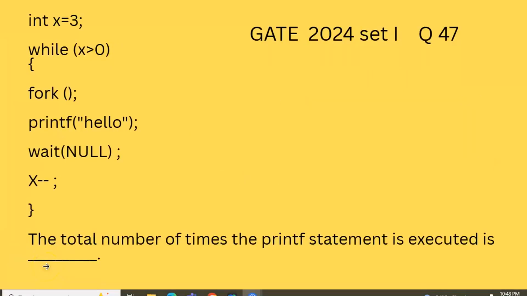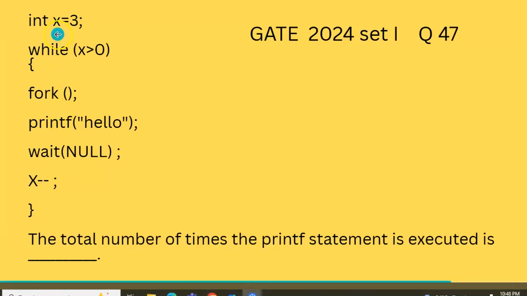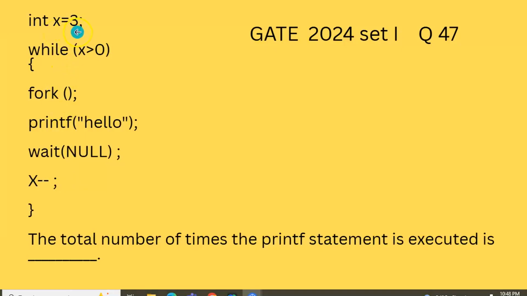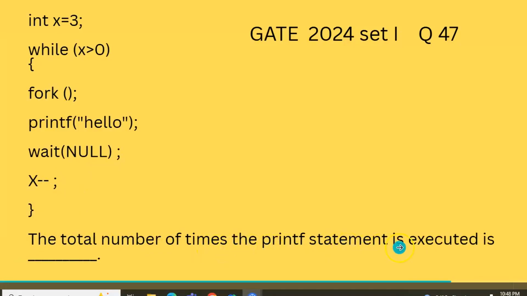Let us see a GATE question on the fork system call. In this program, we have declared a variable x with the value 3. The while loop will execute while the value of x is greater than 0. Inside the loop, we are calling the fork system call and printing the value hello, the wait function is called with a NULL value, and x is decremented by 1. We have to find the total number of times the printf statement is executed. So this is a GATE question.